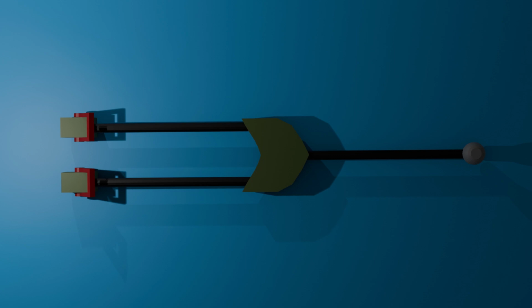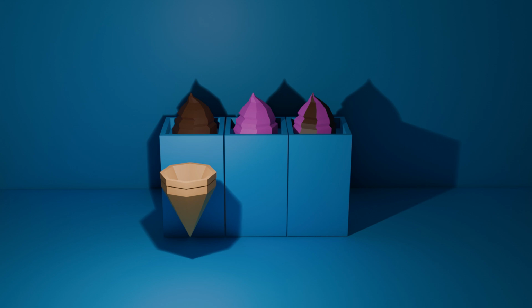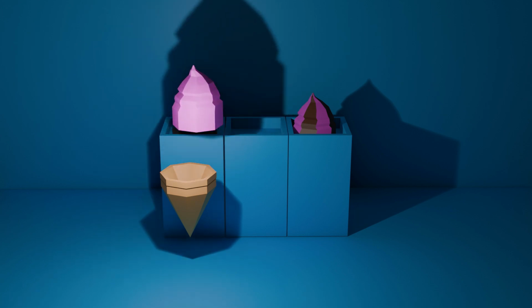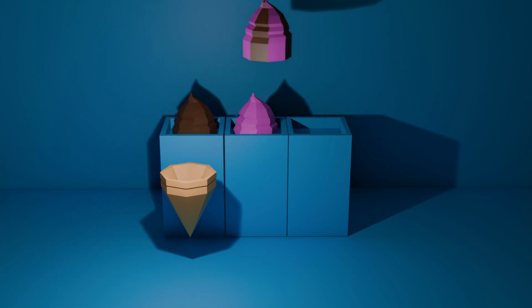Next, the OR gate. OR will become true if one of the inputs is true. Imagine when you buy an ice cream. There are 2 flavors, chocolate and strawberry. You can choose either chocolate or strawberry flavor, or you can even choose both flavors.